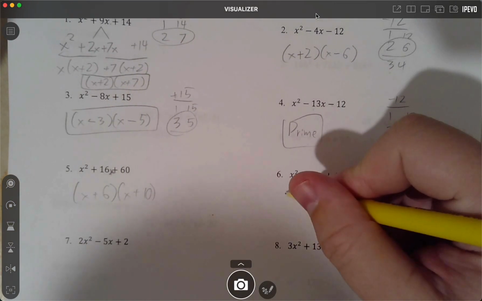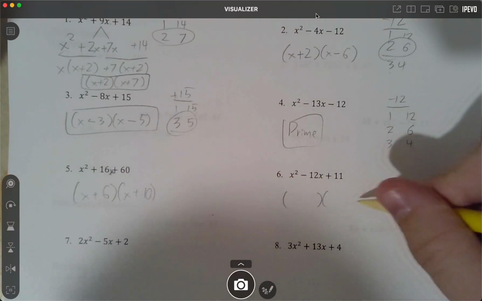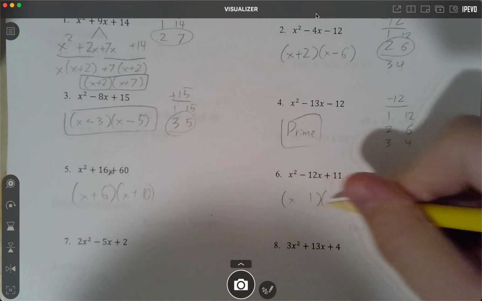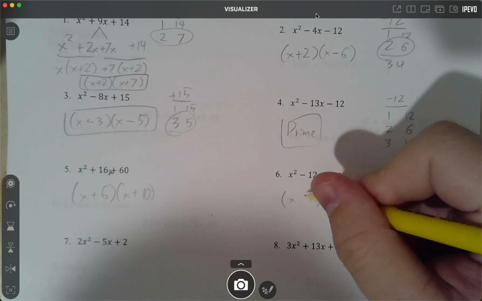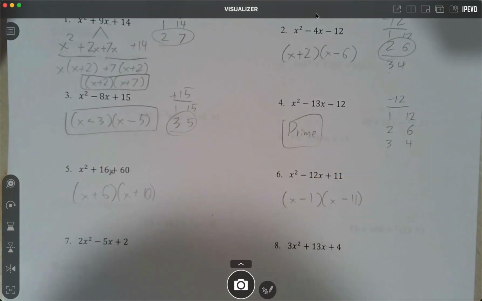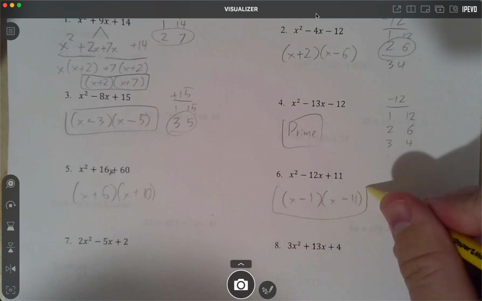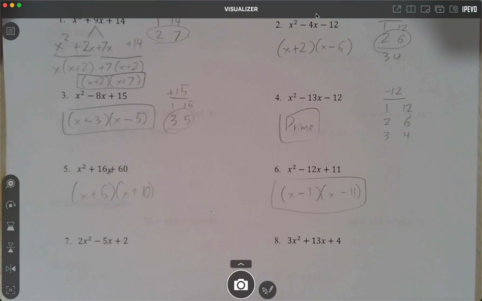So, speaking of quick, factors of 11 that add 12 are 1 and 11. They both need to combine to make negative 12 in the middle, so they're both negative, and I know I'm right. That should be about the time it takes with practice to go through one of these questions.